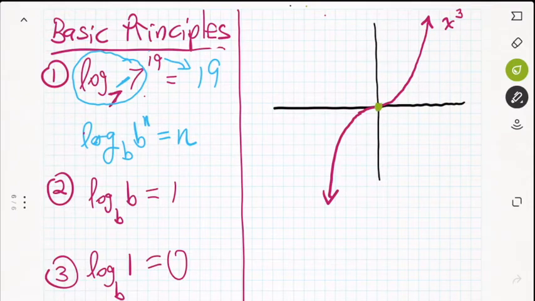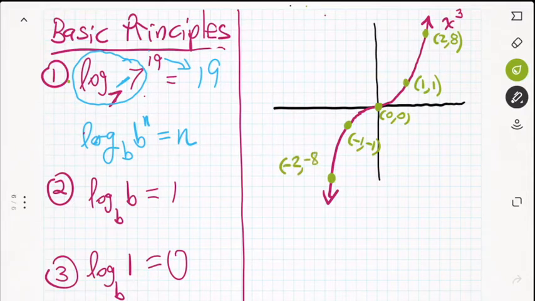If you raise 1 to the 3rd power, you would get 1, 1. If you raise 2 to the 3rd power, you would end up with 2, 8. And of course this is 0, 0. And if you plugged in -1, you would get a coordinate over here of -1, -1. -1 to the 3rd power is -1. And if you plugged in -2, you would get a coordinate down here of -2, -8.